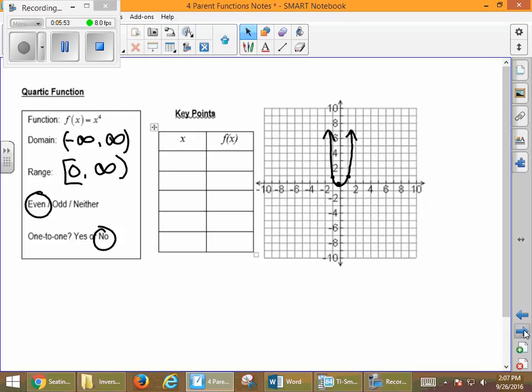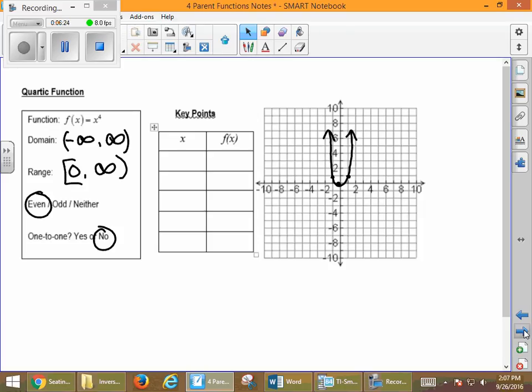Quickly, the quartic function, it looks like a parabola. It's not really. If you look at the points, the 0, 0 and 1, 1 and negative 1, 1 are all there. But then it's 2, 16 and negative 2, 16. So it's a little bit tighter in there. The domain is still all real numbers. In the range, we have a low point of 0 and it continues on forever.